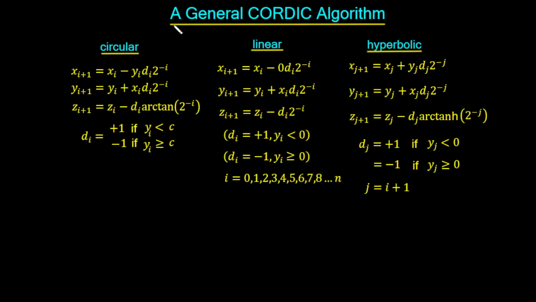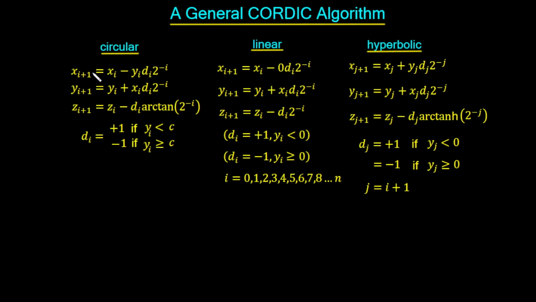We want to be able to generate a general CORDIC algorithm that will cover circular, linear, hyperbolic in both vectoring and rotation modes. Now we have the CORDIC algorithm for the circular values here, the linear here, and the hyperbolic. We want to find the commonalities between these and try to generate just one set of equations.